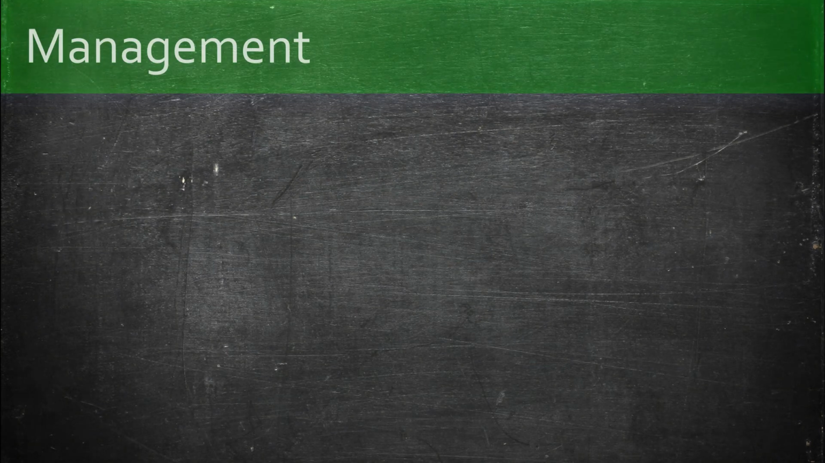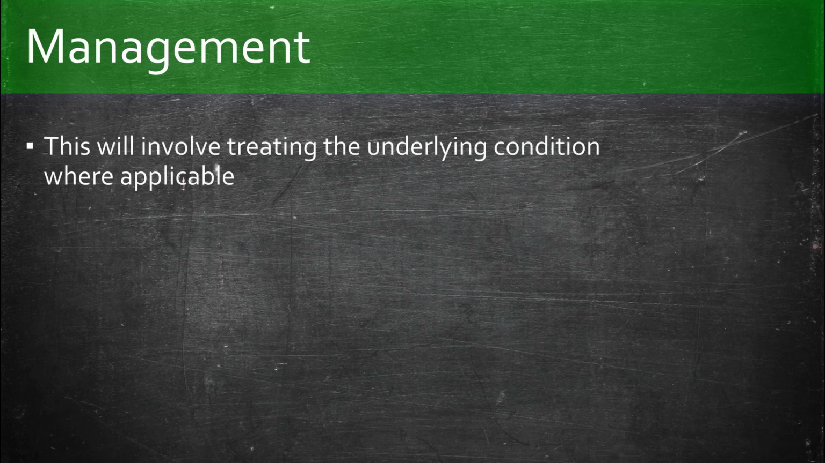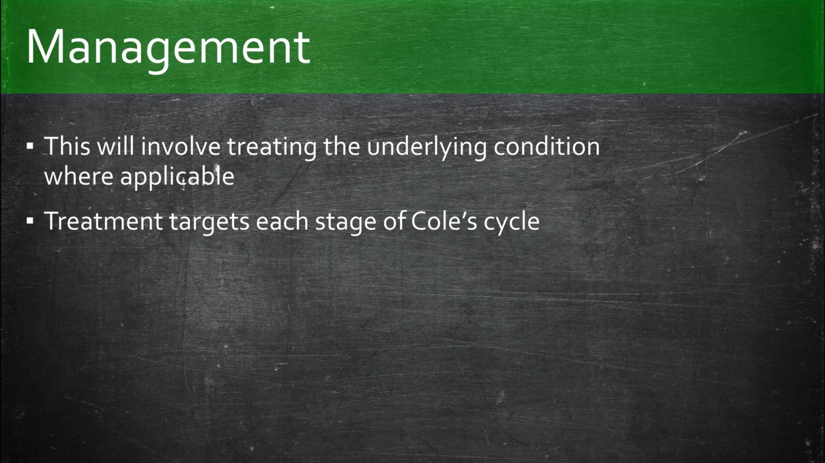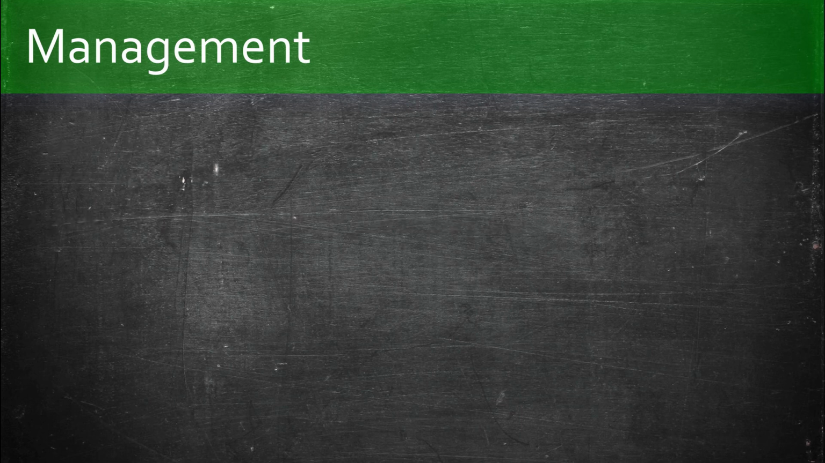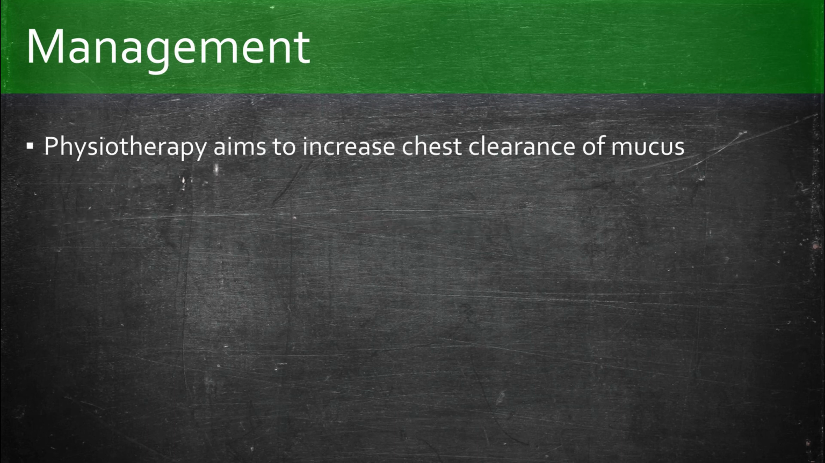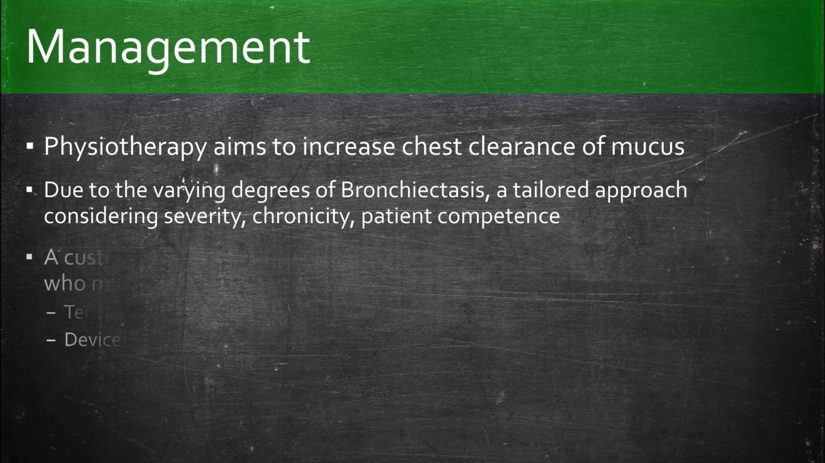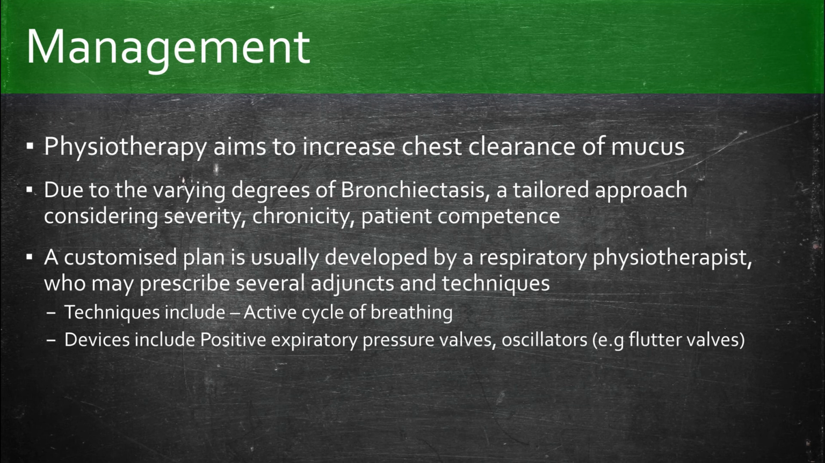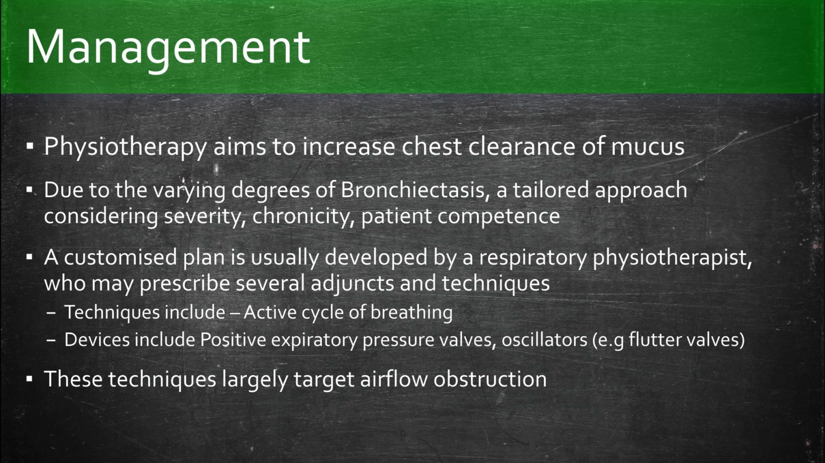Because of the varying causes of bronchiectasis, treatment consists of targeting each stage of Cole's cycle. Respiratory physiotherapist develops a customized plan for each patient, including breathing techniques and use of special devices such as flutter valves. These techniques target airflow obstruction.